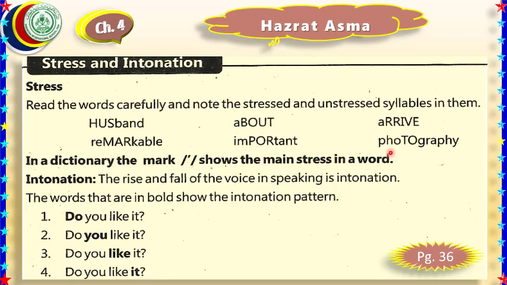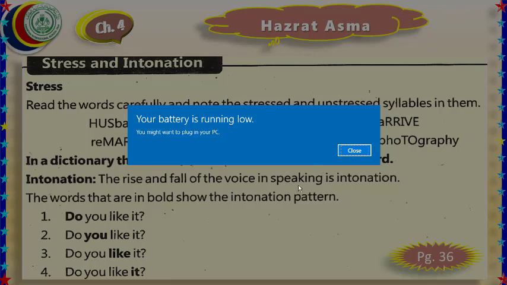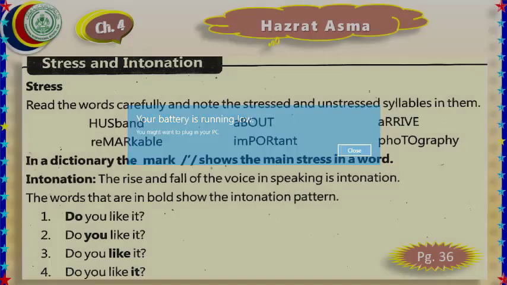Photography. Toe is pronounced with a higher sound. Fo with a lower sound. Graphy with a lower sound. In a dictionary, this is the mark. Look at this mark. This mark shows the main stress in a word.